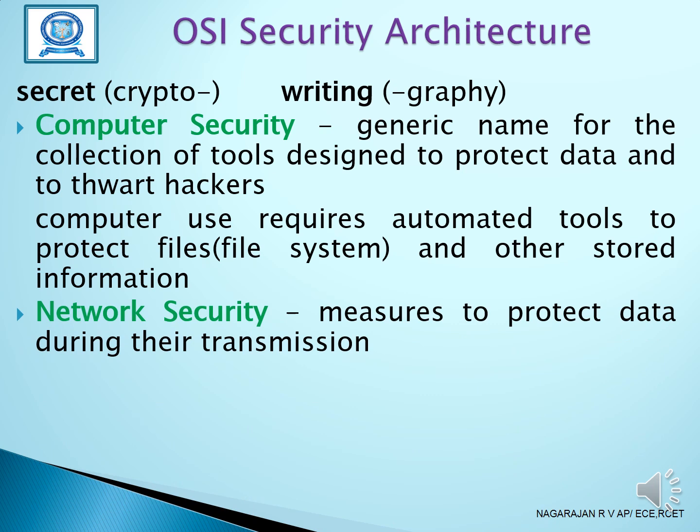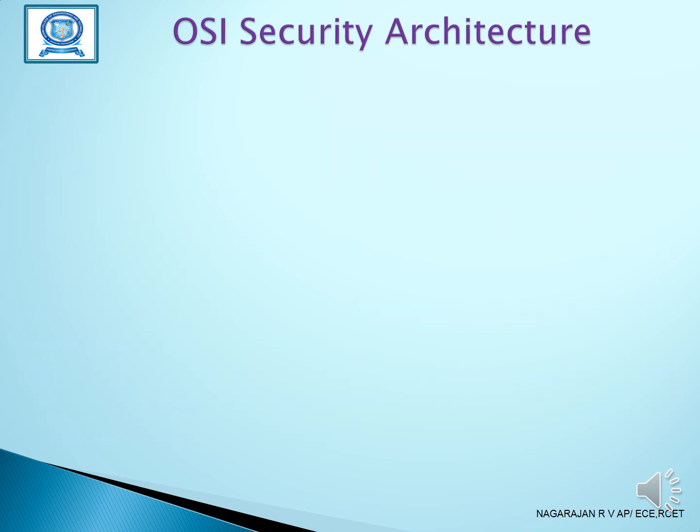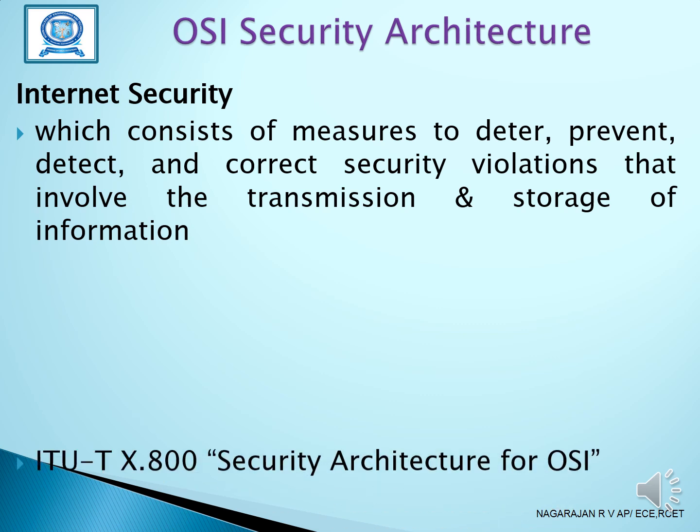Next we will see network security. Network security is nothing but a measure to protect the data during their transmission. Next, internet security: measures to protect data during the transmission over a collection of interconnected networks. Internet security consists of measures to deter, prevent, detect and correct security violations that involve the transmission and storage of information.